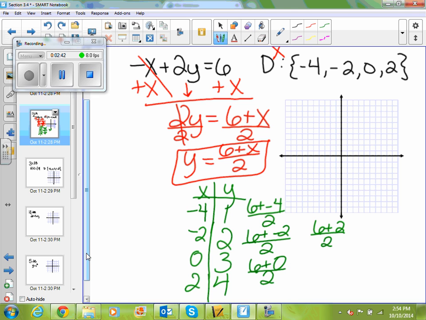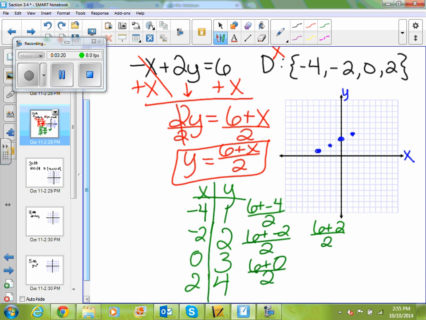Negative 4 tells me I'm going to be going back on my x-axis. So I'm going to go back 4 on my x-axis. Then that 1 tells me that I'm going to go up 1. So back 4, up 1. If I look at negative 2, 2, it tells me to go back 2 and up 2. So there's my second point. 0, 3 tells me to go over 0, up 3. And 2, 4 tells me to go over 2 and up 4. So I end up with points that look like that. Once you've got those points plotted, then you're done with this one.